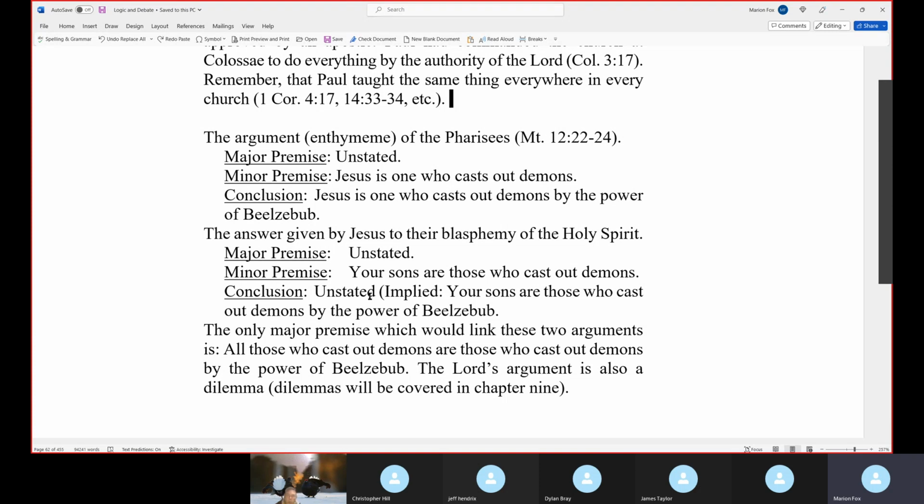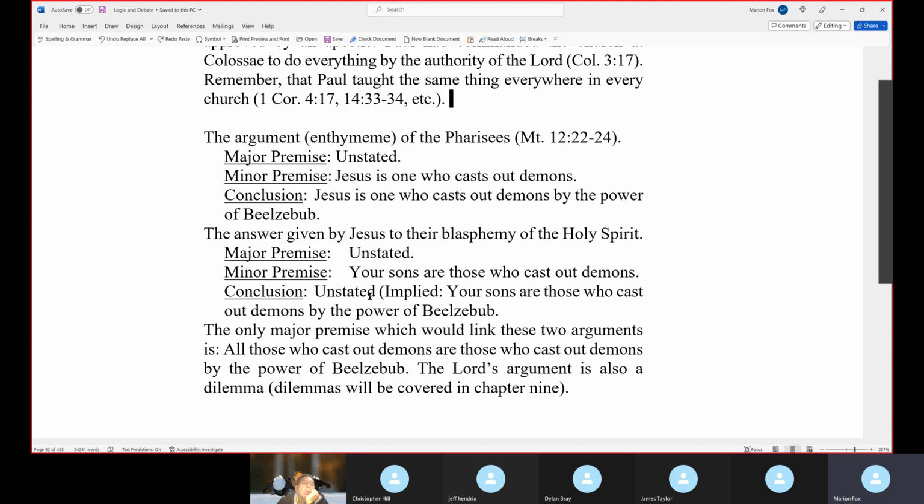Then was brought unto him one possessed with a demon, blind and dumb, or mute would be a better translation. And he healed him insomuch that the dumb man, or mute man, spake and saw. And all the multitude were amazed and said, can this be the son of David? But when the Pharisees heard it, they said, this man doth not cast out demons, but by Beelzebub, the prince of the demons. All right, so now let's look at the argument of the Pharisees here.